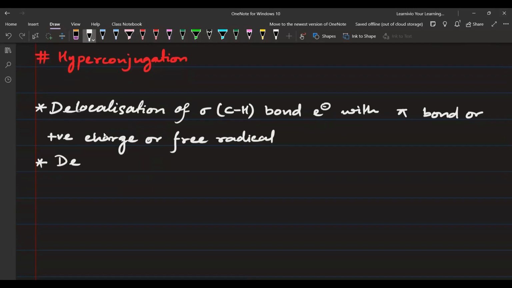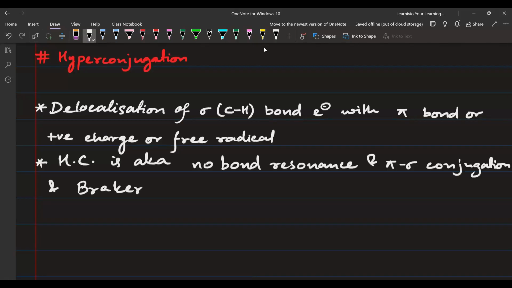Hyperconjugation is also known as a few more things. Hyperconjugation, HC, is also known as no bond resonance, and Baker-Nathan effect. Okay, quickly copy this down. Then we will see a video which will explain the hyperconjugation part more effectively.